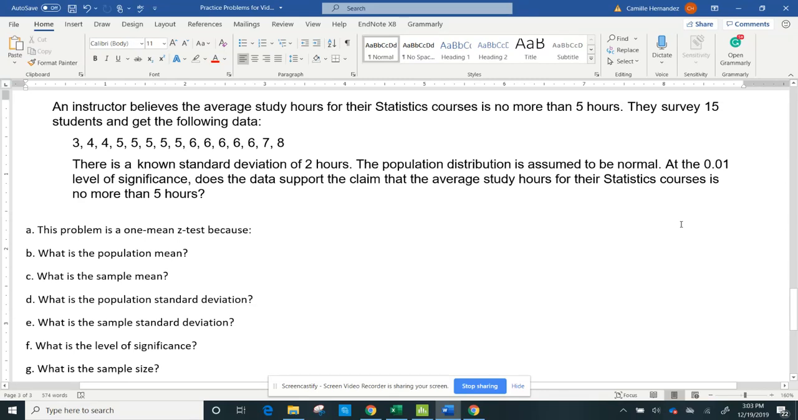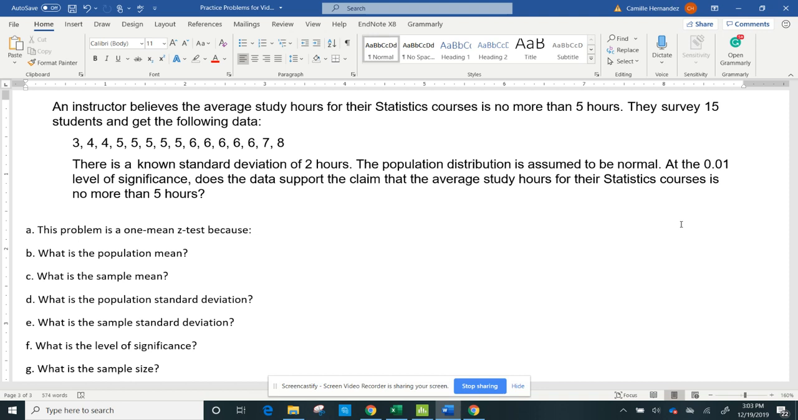So now let's do a practice problem where it's a one mean z-test and we're given sample data. An instructor believes that the average study hours for the statistics courses is no more than 5 hours. They survey 15 students and they get the following data. There is a known standard deviation of 2 hours. The population distribution is assumed to be normal.